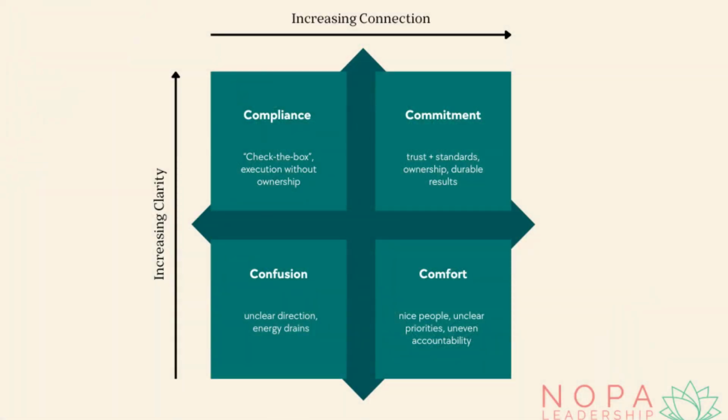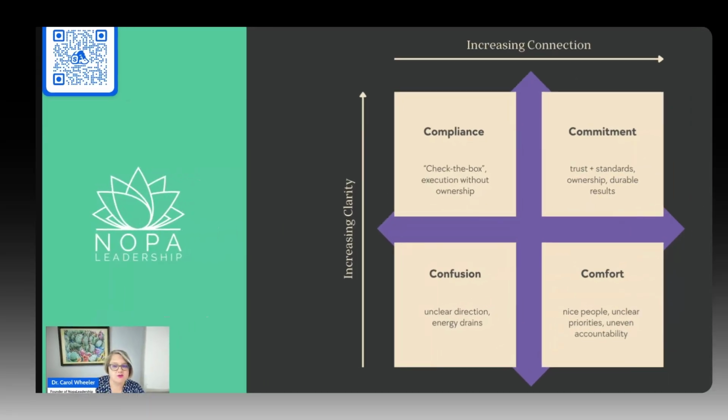So when we look at the matrix, it maps these two variables from the equation. Clarity: how clear is your team on expectations, priorities, their role? And connection: how strong is the relational trust between the manager and the team member? When you put these two dimensions together, you get 4 distinct states of team commitment. And each one has a very different feel, a different set of symptoms, and a different path forward, a different thing that we need to focus on.